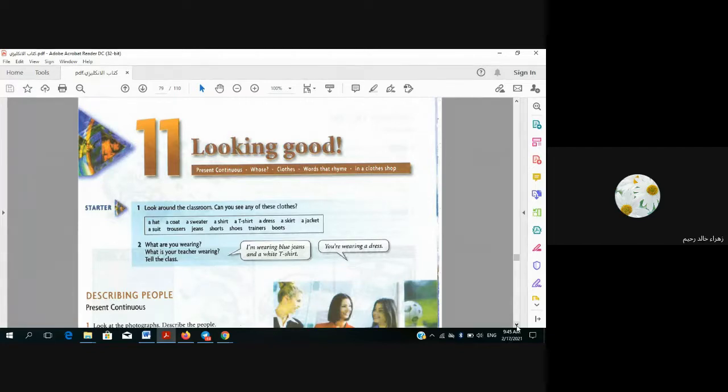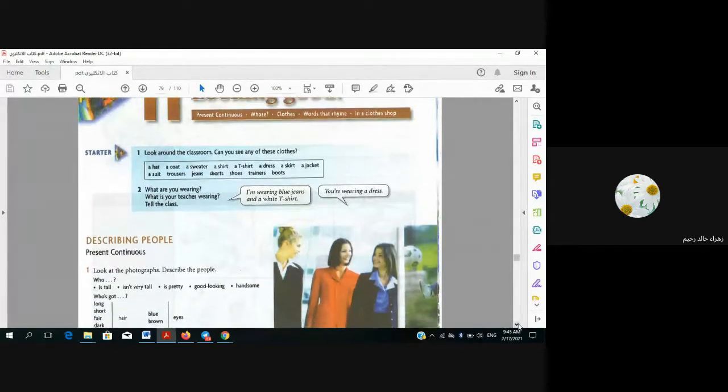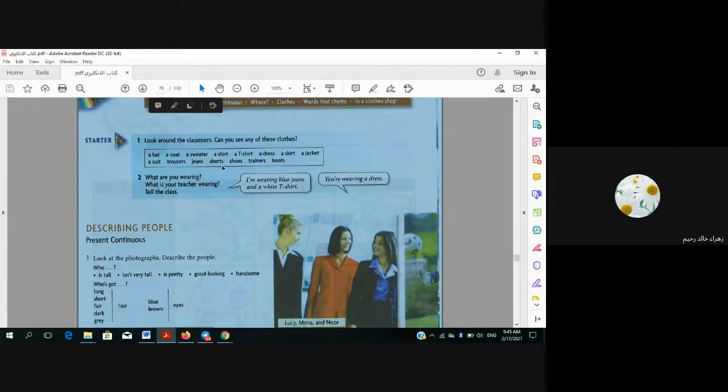We were talking about present continuous whose, clothes, words and that rhyme in a clothes shop. Here we have some words which represent clothes. يعني هنا عندنا كلمات تدل على أنواع الملابس. For example, a hat, a coat, a sweater, a shirt, a t-shirt, a dress, a skirt, a jacket, a suit, trousers, jeans, shorts, shoes, trainers, and boots.